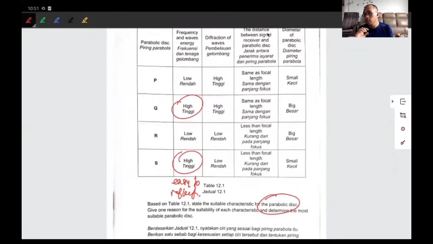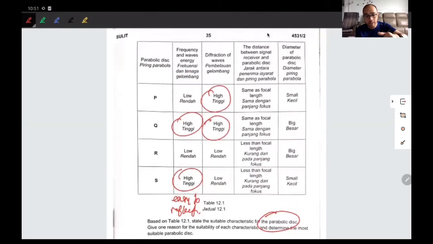So do we want it to be high diffraction or low diffraction? Okay, we want it to be high diffraction so that it can pass through obstacles easily. Okay, that's the reason for high diffraction. Kalau dia kurang mampu untuk diffractkan, when it hits the mountain lah, or the tree lah, then it will just stop there, because there's not enough energy lah, to diffract.